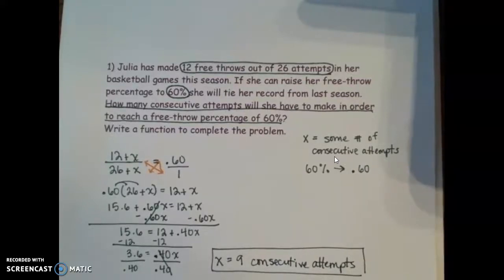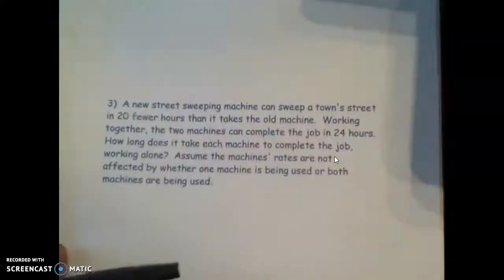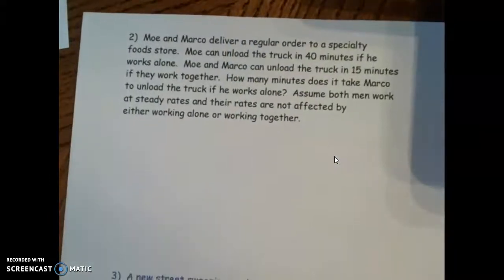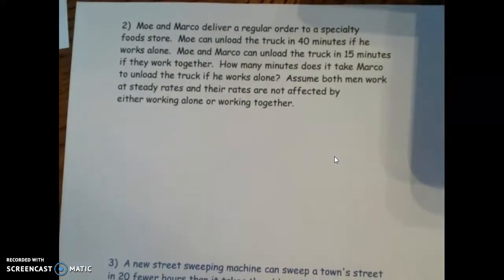Every word problem is different, so it's just going to take you getting used to what type of problem it is. It's always important to circle important numbers and underline the question so you don't forget what you're answering. Number 2 is a different problem.